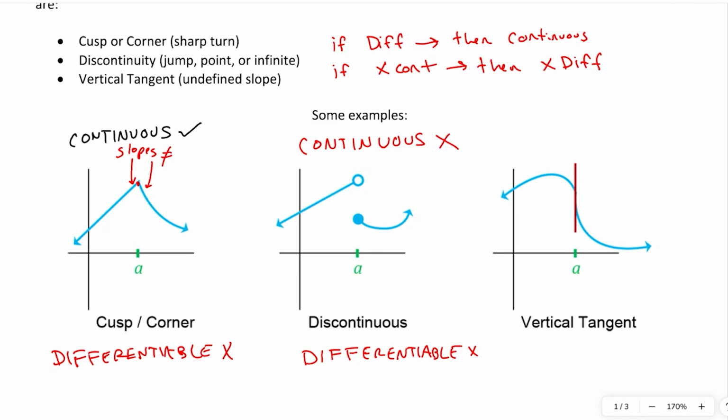So those are a couple of examples. The last example that you might run into, a case where the function is continuous but not differentiable, is when you have a vertical tangent line. So as we look at graphs and try to determine whether a function is continuous or differentiable, these are the kinds of things we're going to be looking for. We'll go through a few examples where we look at graphs, and then we'll do a couple of examples where we look at equations and see how we can tell. Any questions so far?